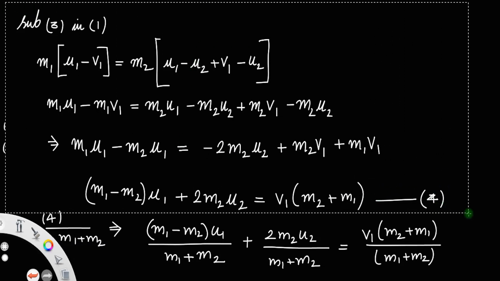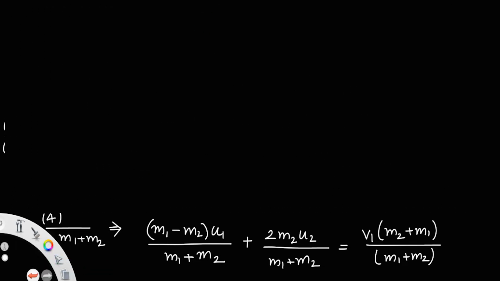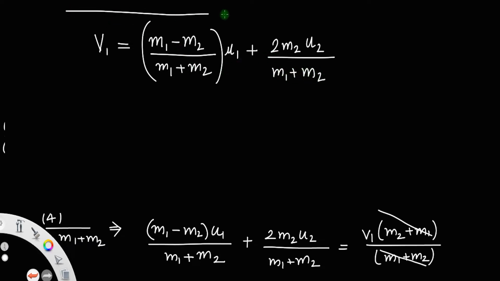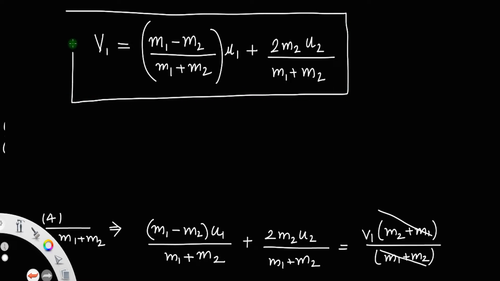Therefore, the final expression will be this m1 plus m2 and this m1 plus m2 plus this m2 plus m1 and this m1 plus m2 will get cancelled. I'm writing this one on the left, that is v1 is equal to m1 minus m2 by m1 plus m2 times u1 plus 2m2 u2 divided by m1 plus m2. Clear? So this is the expression for velocity acquired by the first body after collision.